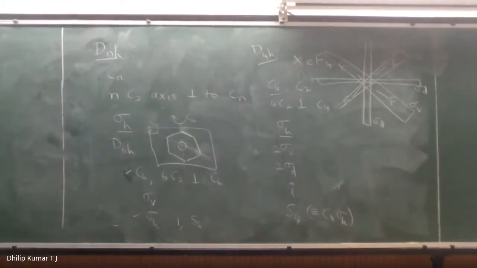So let's stop this D6 business, the DN point group. Let's go to something else. So what is C infinity V? The point group C infinity V.